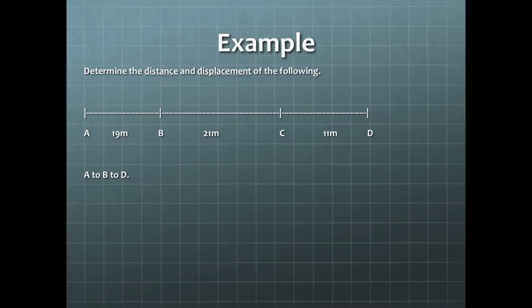To calculate the distance, it's a matter of adding the gap between points A and B and between points B and D. The gap between A and B is 19 meters, and the gap between B and D is 32 meters. Adding those two will give us a distance of 51 meters. The displacement is also going to be 51 meters, except we're going to attach a direction with the answer. We can either express the displacement as positive 51 meters forward, or 51 meters east. It's your preference for this problem.